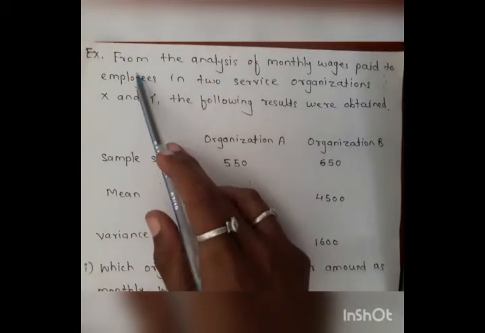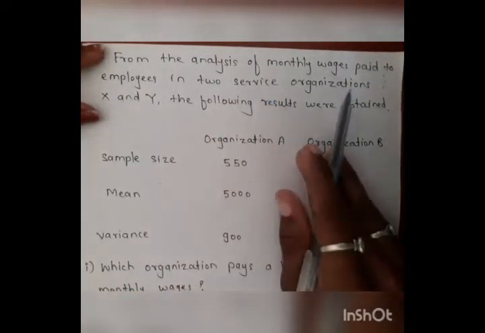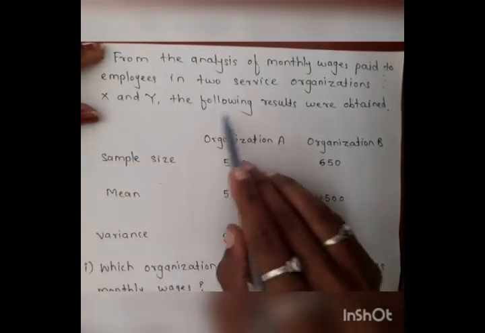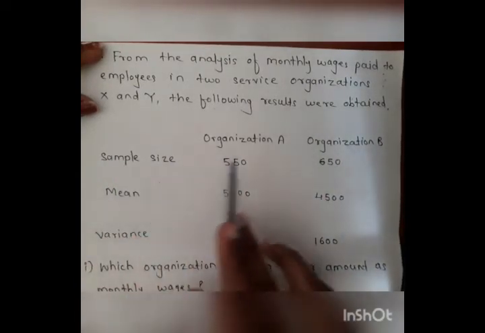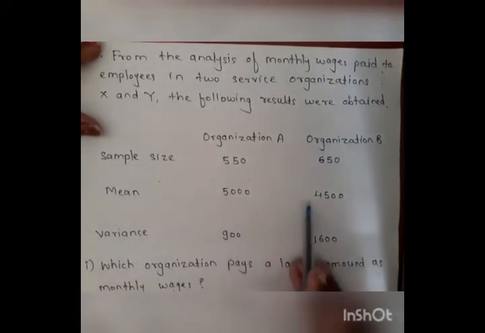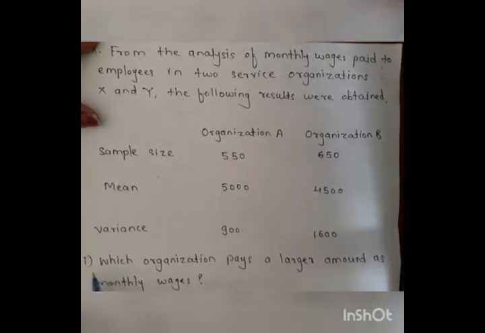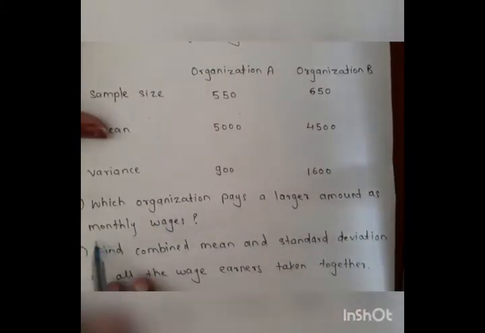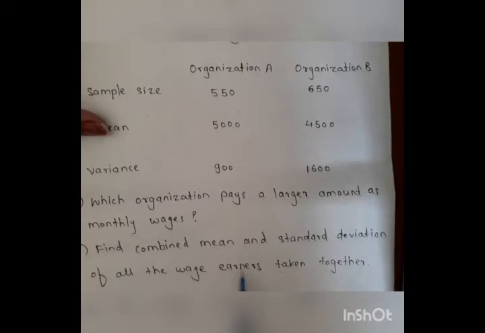So our next example: from the analysis of monthly wages paid to employees in service organizations X and Y, the following results were obtained. Organization A, Organization B. Sample size for Organization A is 550, for B 650; mean 5000 and 4500; variance 900 for Organization A and 1600 for Organization B. First, calculate which organization pays a larger amount as monthly wages, and second, find the combined mean and standard deviation of all the wage earners taken together. Solution.